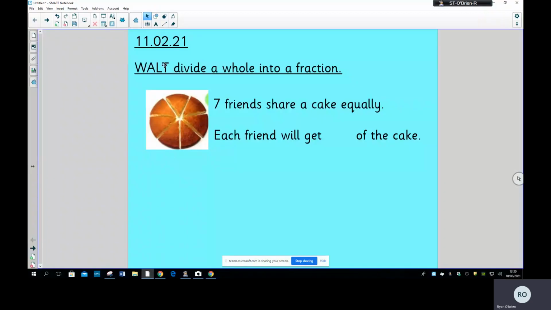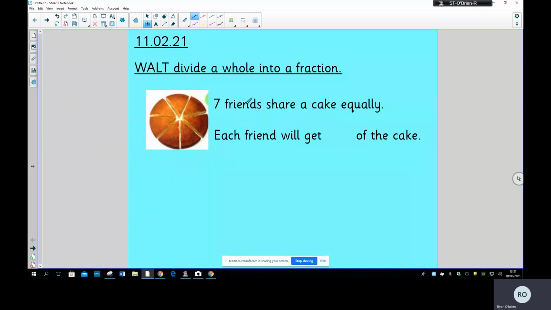So we are learning to divide a whole into a fraction. Now remember, dividing means sharing equally. A whole could be 1 or 2 or 3. A whole means a whole number. We're going to be looking at 1 as the whole today.